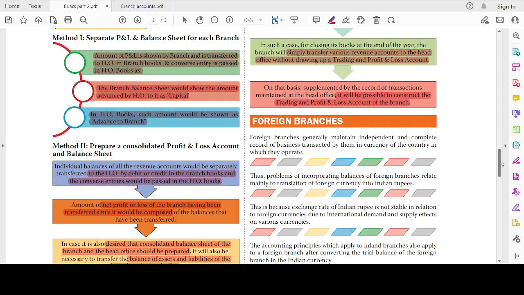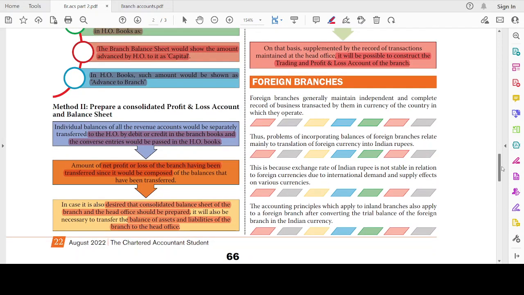That's why they have introduced this method where all of the revenue accounts will be maintained by the branch, and then at the end of the year will be transferred to the head office, and the stock account will be maintained at the head office, which will also be used for preparing the profit and loss account of that branch. Okay. Now moving on to the next one.